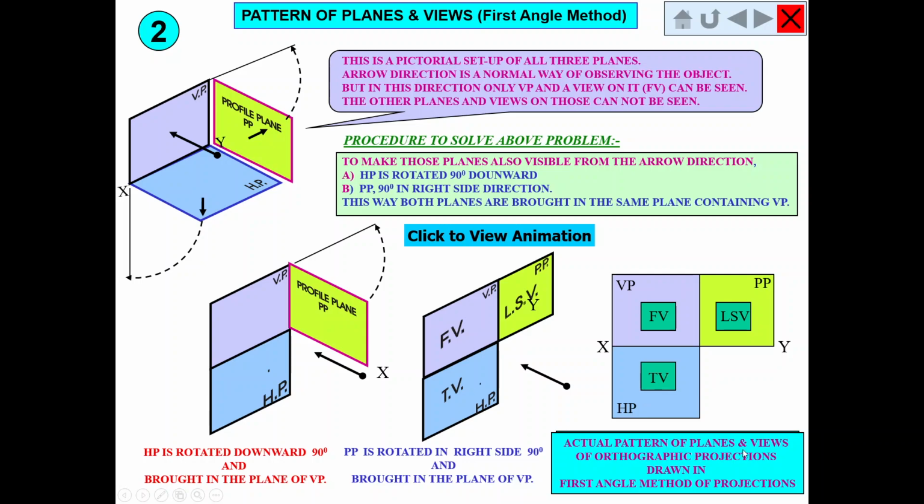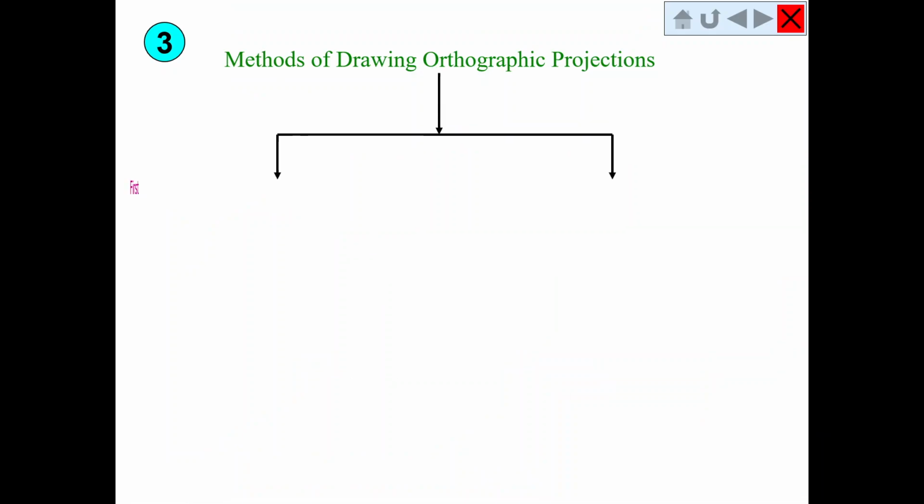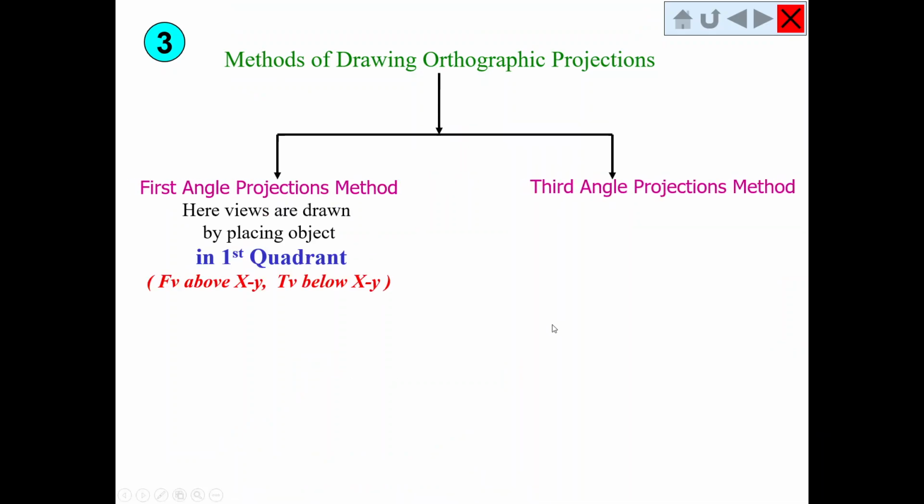So this is the actual pattern of planes and views of orthographic projection drawn in first angle of projection. So this is the first angle method of projection. What is meant by the first angle of projection method? We'll discuss that now. This is the first angle of projection, and the second one is the third angle of projection.